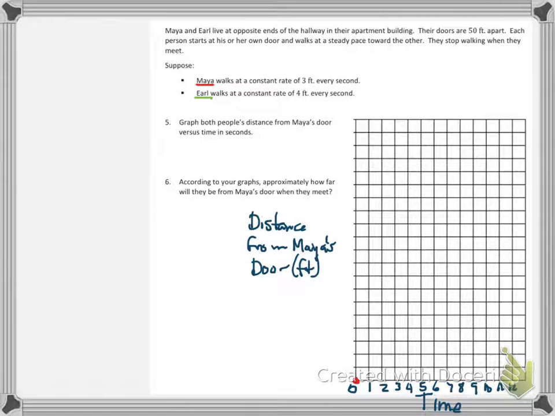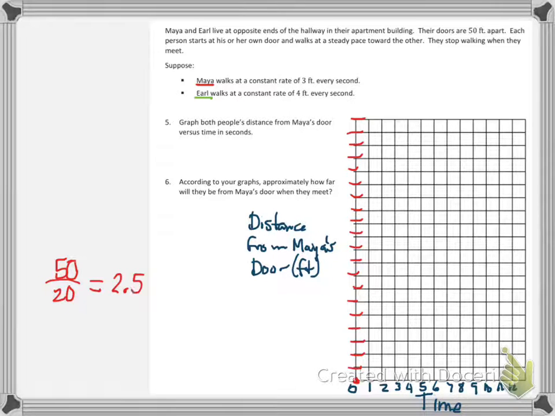Oh, we need 50 on here, don't we? So I want 50 to be on my y-axis, and that's going to be my biggest y value. And I have 1, 2, 3, 4, 5, 6, 7, 8, 9, 10, 11, 12, 13, 14, 15, 16, 17, 18, 19, 20. So 50 divided by 20 is going to be 2.5.